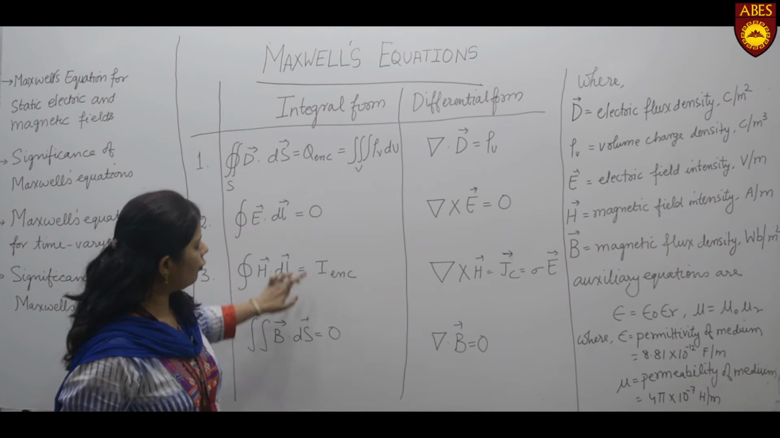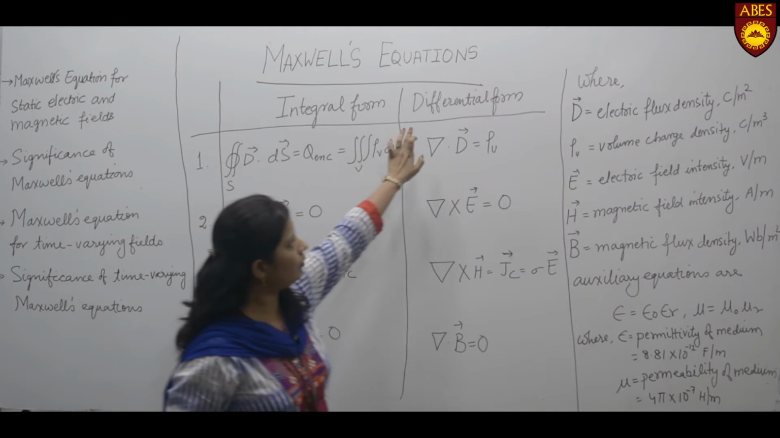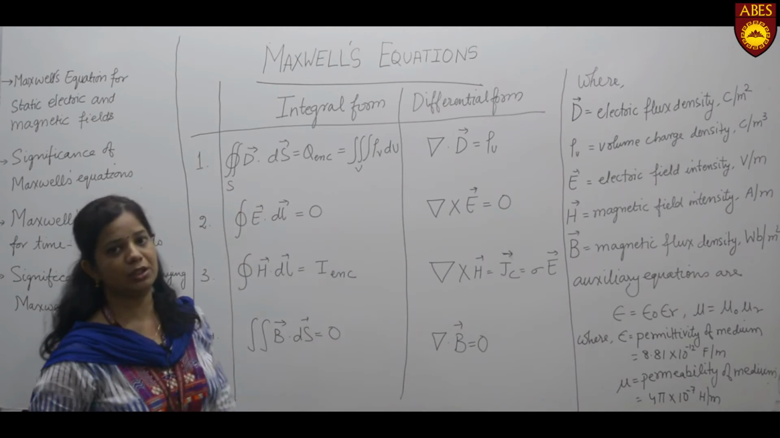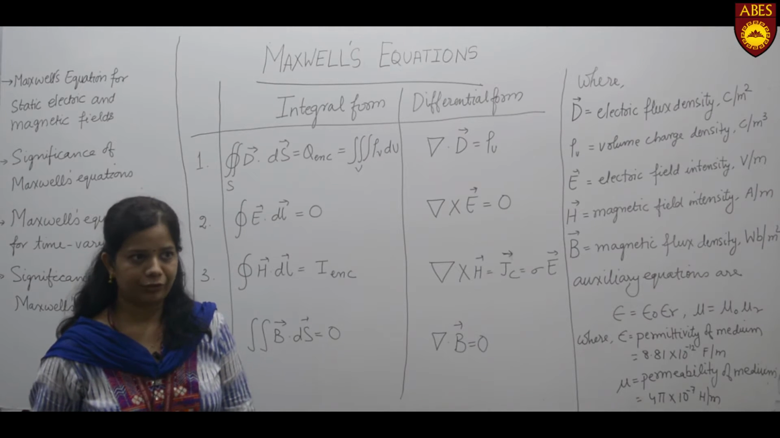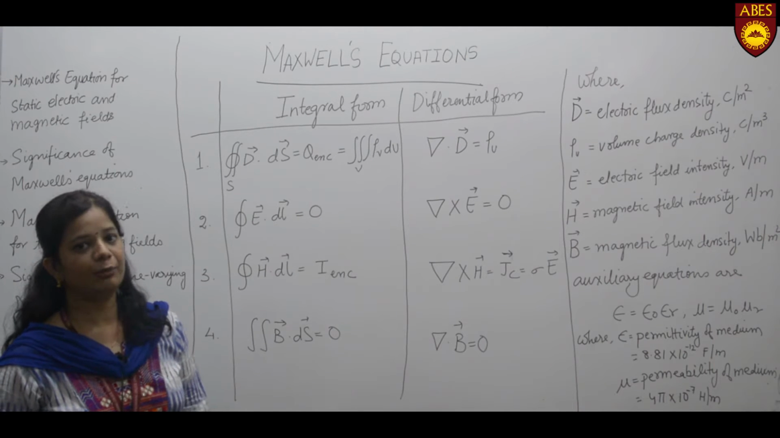There are four of Maxwell's equations. We can write them in integral form and in differential form. The first and second equations are for the static electric field. The third and fourth equations are for the static magnetic field.